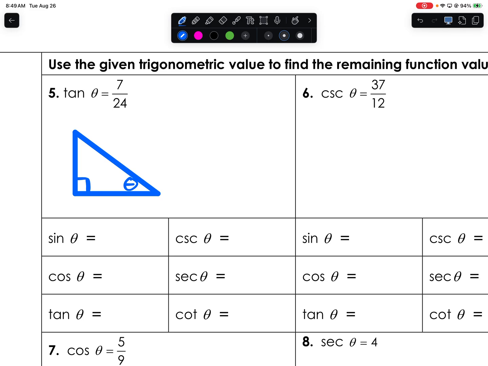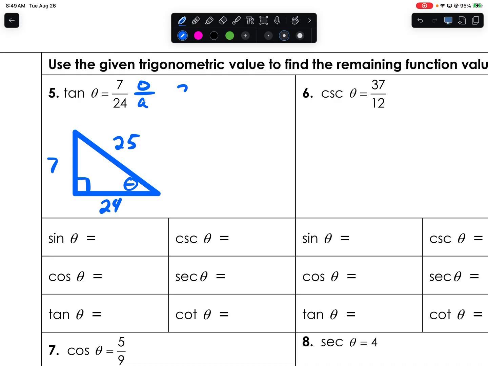So tan is what in the ratio of the sides? Opposite over adjacent. So opposite is what? 7? Yes, it is that way. And adjacent is 24. Have you guys ever heard the term Pythagorean triple? This is a Pythagorean triple. Yes, 25. It is 25, right? It's a Pythagorean triple. I just know them.